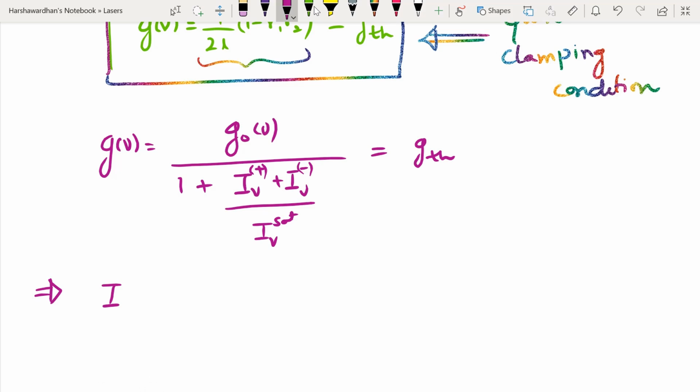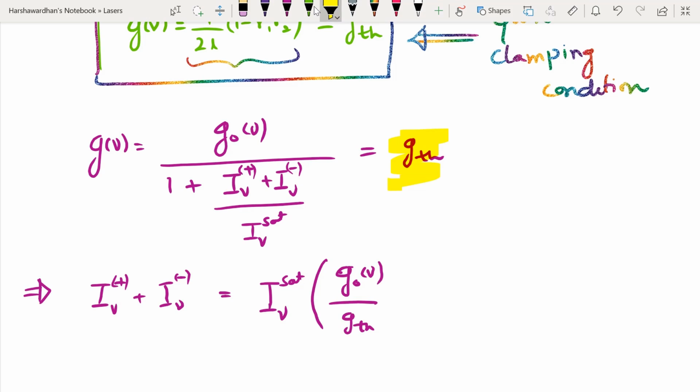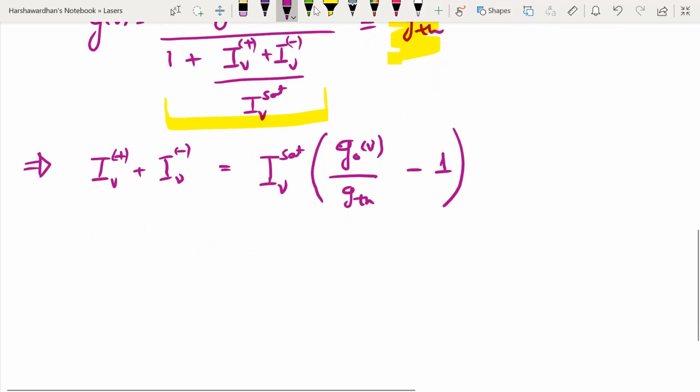And now let's quickly rearrange and see what we get. What we get is I plus plus I minus. This quantity is simply equal to, you can do a little bit of algebra and convince yourself, I nu saturation times G naught of nu by G threshold. All that I have done is to take my G threshold on the left hand side and take this denominator to the right and rearrange it. So what I get is G naught by G threshold minus 1 times I nu saturation.